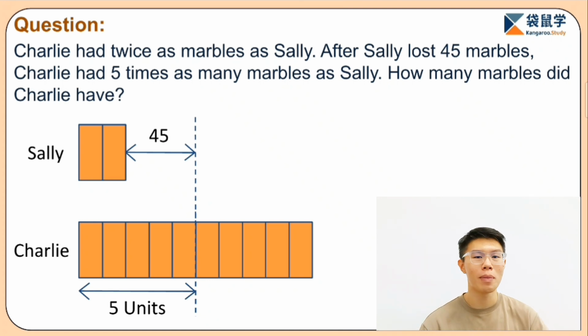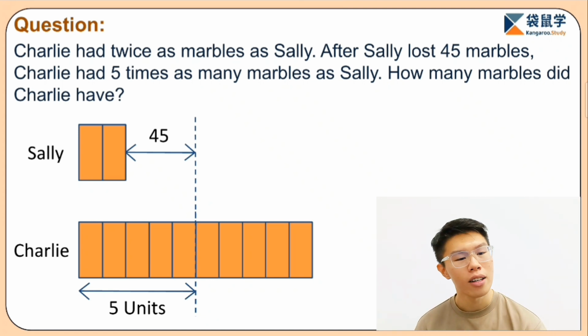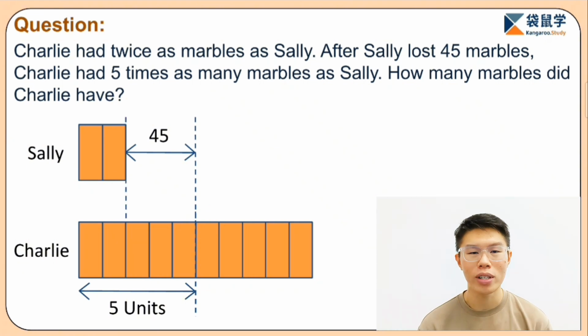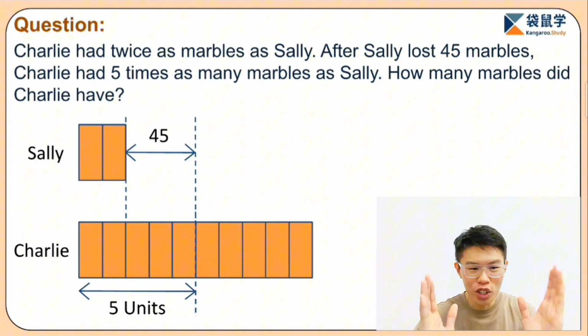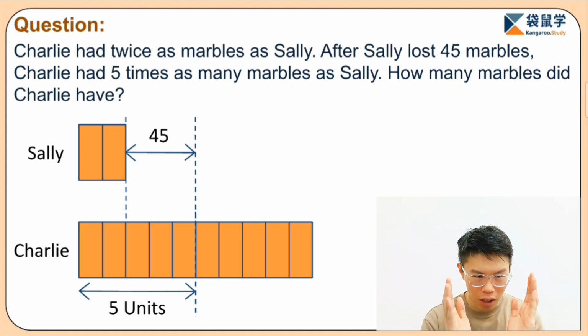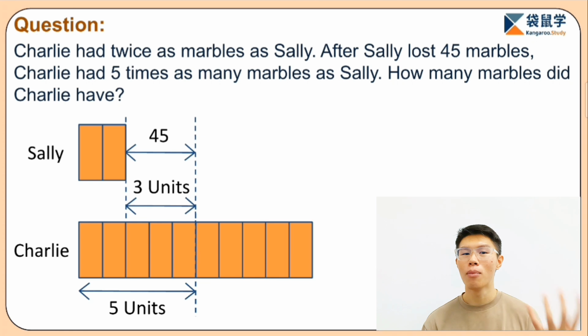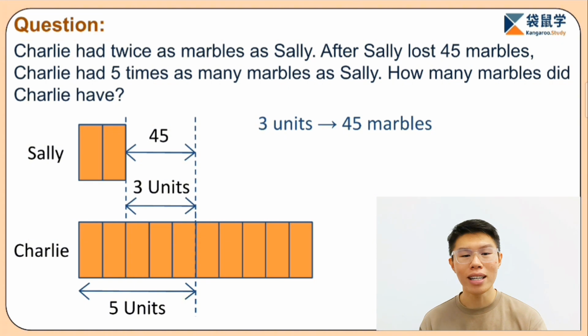We can go on to make more comparisons. So we can see that the 45 can be aligned with a certain number of units. Now, how many units represent the 45 lost marbles? It is 3 units. So we have a relationship between number of units and number of marbles. We can now write it down. 3 units representing 45 marbles.